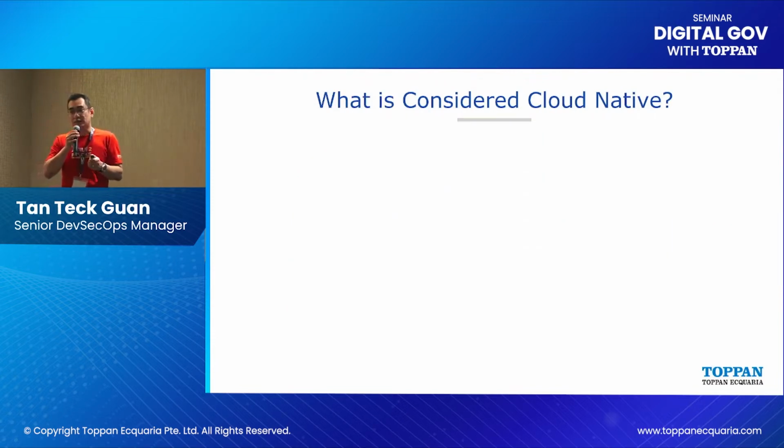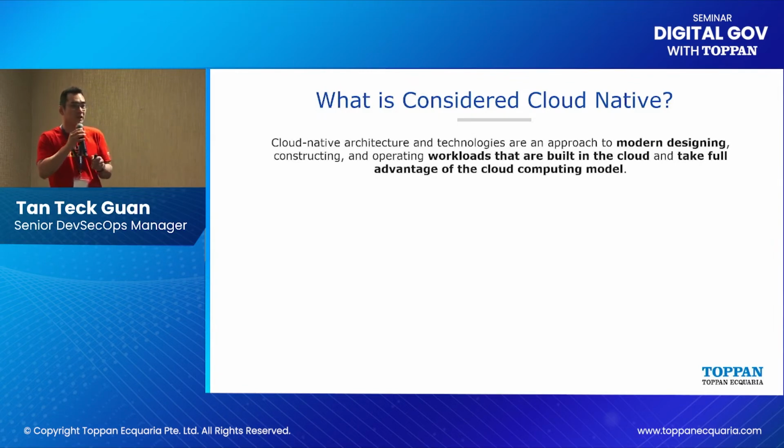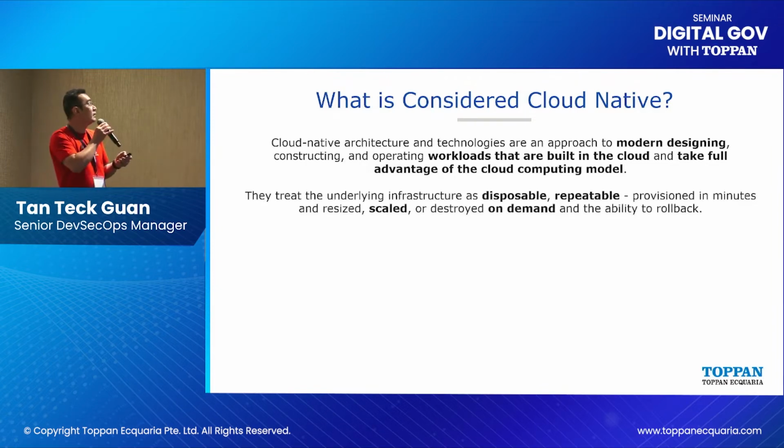So what is really considered a cloud-native environment? If you Google it, there are plenty of definitions and plenty of answers. Maybe I read one out to you here. Cloud-native architecture and technologies are an approach to designing, constructing and operating workloads that are built in the cloud and take full advantage of the cloud computing model. They treat the underlying infrastructure as disposable and repeatable: provision in minutes, resize, scale, destroy, on demand, with the ability to roll back. So it's quite a mouthful.